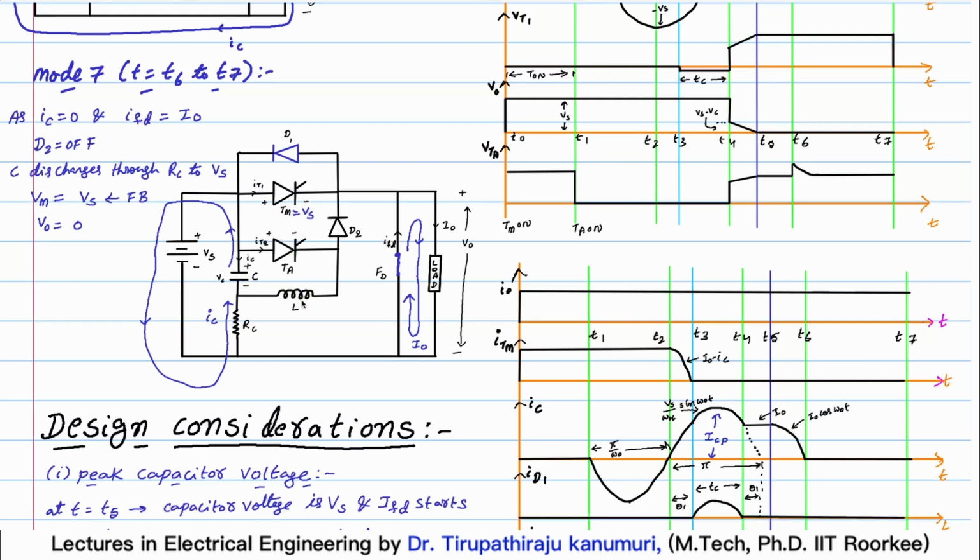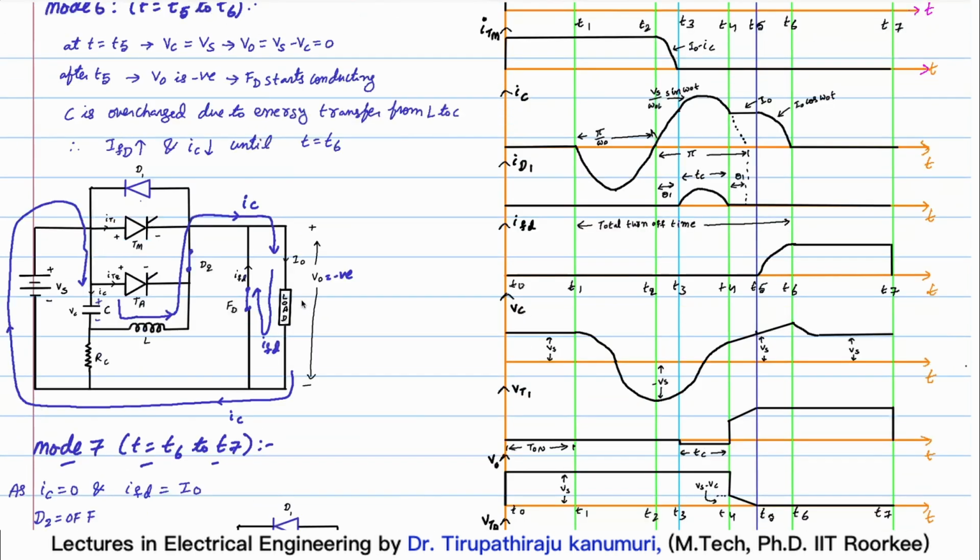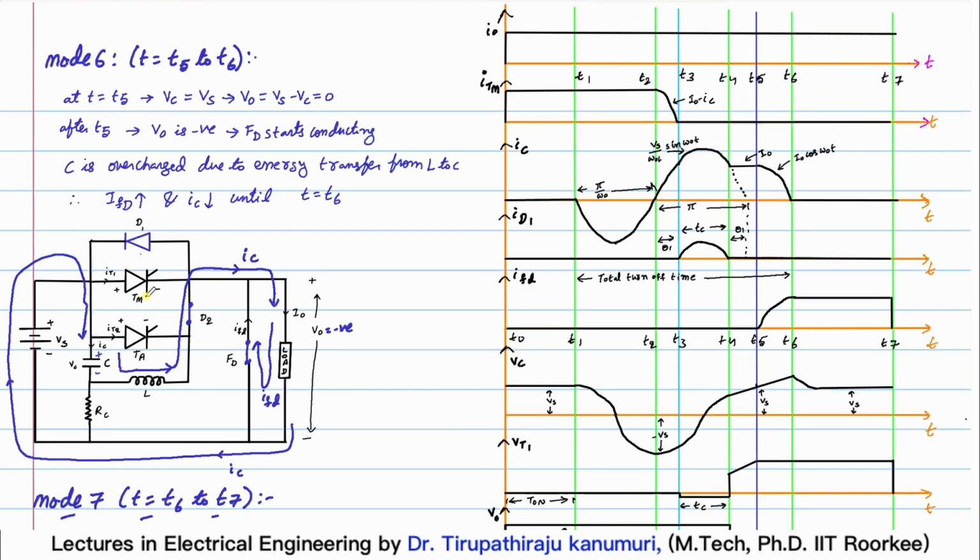Last class we have seen that at the time T5, after T5 the freewheeling diode will start conducting, because the voltage across this capacitor will reach Vs. Whatever is the load voltage if we calculate in this loop, because this is crossing a little above Vs, this freewheeling diode will be forward biased. So your load current will start bypassing through this freewheeling diode.